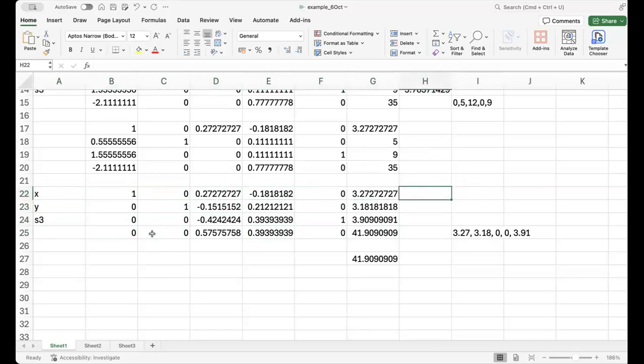X is this value, Y is this value, S3 is this value. What about S1 and S2? S1 is 0, S2 is 0 also. That means the first and second inequalities are active, right? Active means it's not less than or equal anymore. They both become equality constraints at that point.